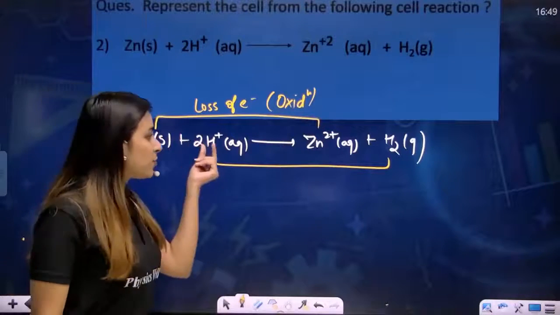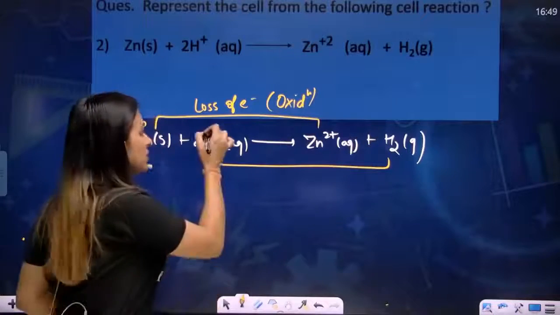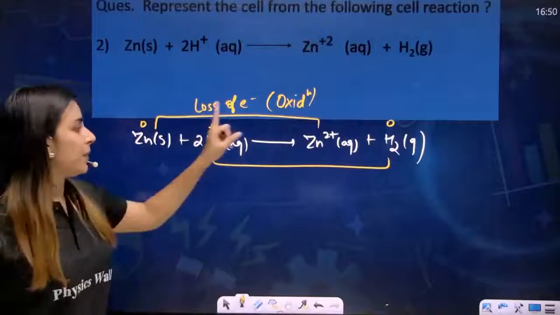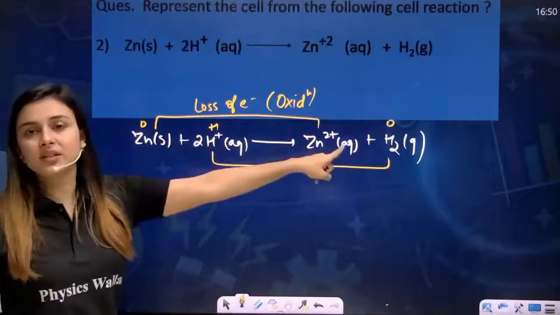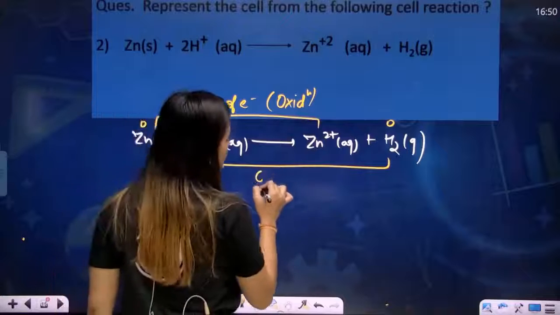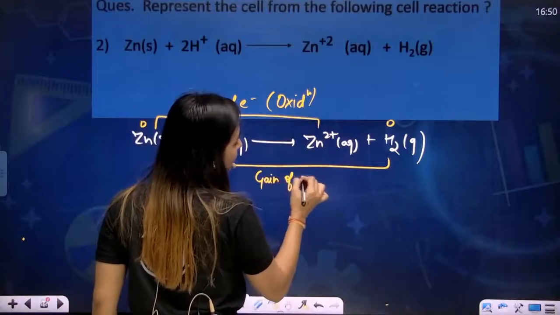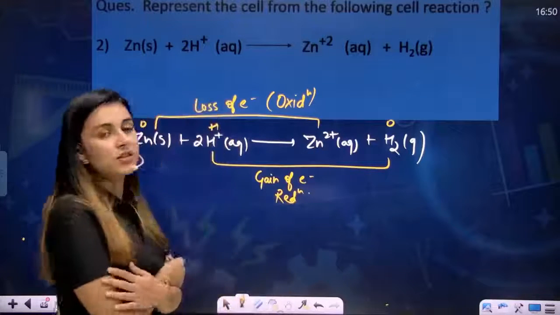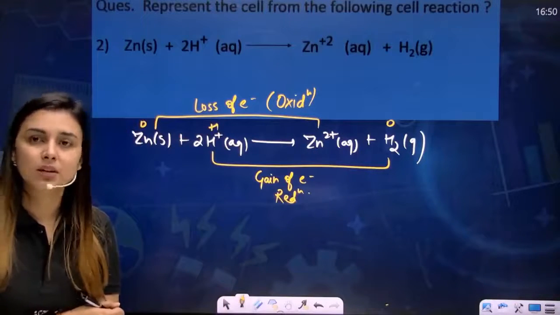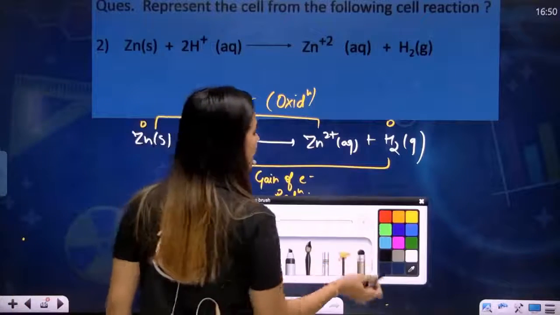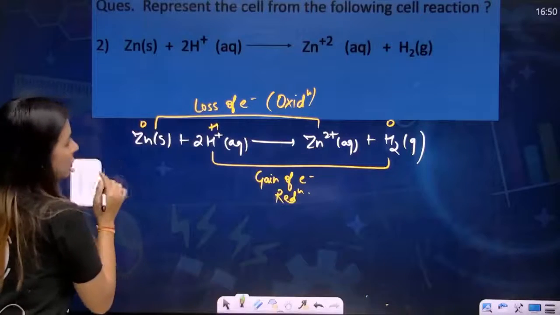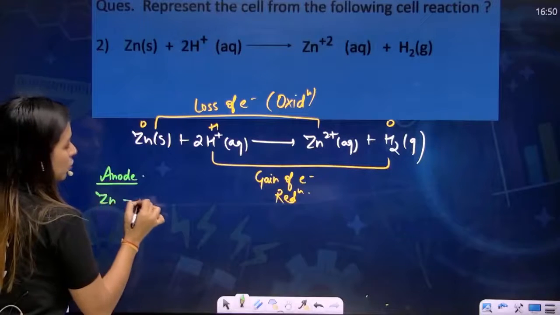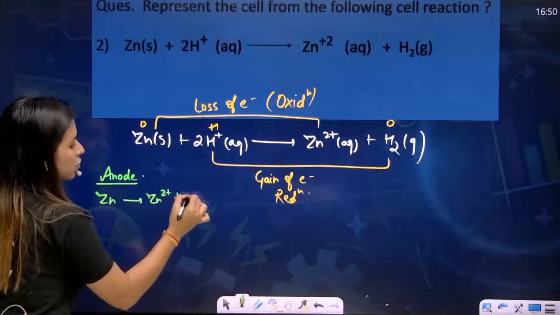See, H plus, here the oxidation state is plus 1 and here the oxidation state is 0. So you're going from plus 1 to 0. This means gain of electron, and if it is gain of electron, can I say it is reduction? Yes, you can say it is reduction. Okay, so now we can write anode and cathode reactions. You will have anode here, oxidation, and the reaction will be zinc goes to zinc 2 plus plus 2 electrons.